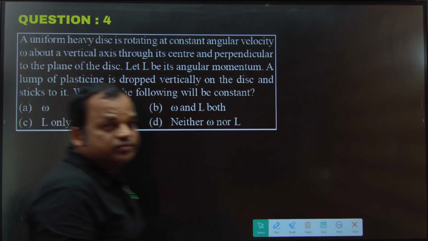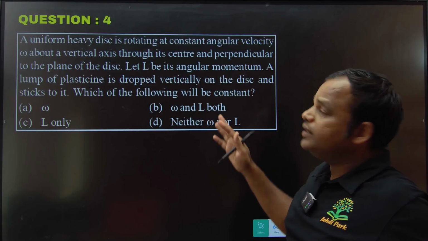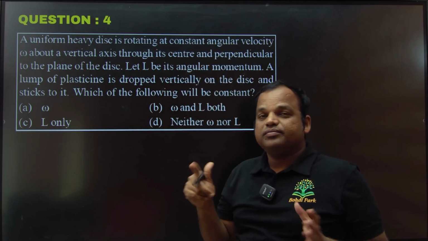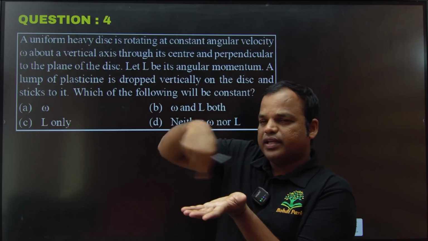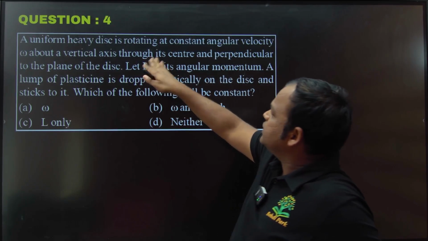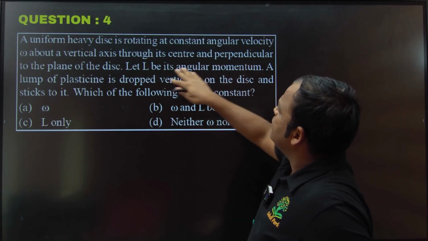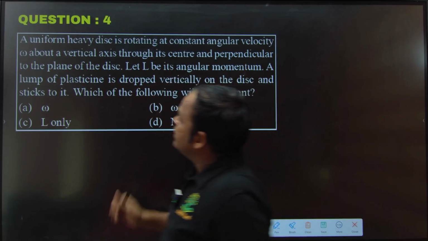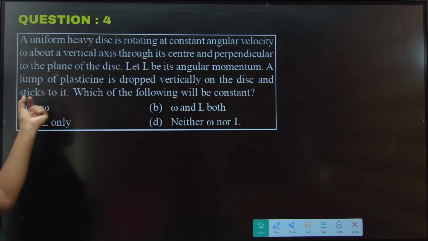Look at this question. So over here, a uniform heavy disk is rotating at constant angular velocity. Disk is rotating, like a platform, circular platform. It is rotating with constant angular velocity about a vertical axis through its center. So there is an axis, vertical axis, perpendicular to the plane of the disk. L is angular momentum. A lump of plasticine is dropped vertically on the disk and sticks to it.